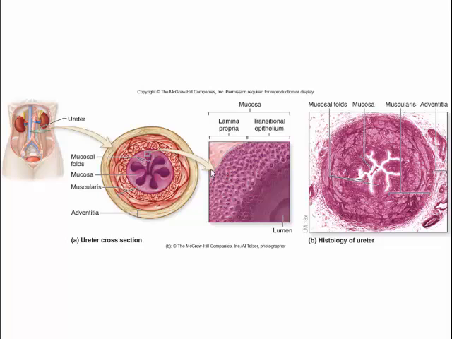The muscularis layer is visceral smooth muscle, which can sustain contractions in waves, a process called peristalsis, to propel urine from the renal pelvis all the way through the ureteral opening and into the urinary bladder.